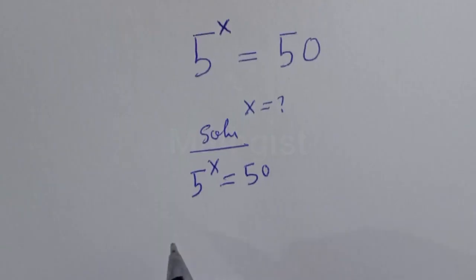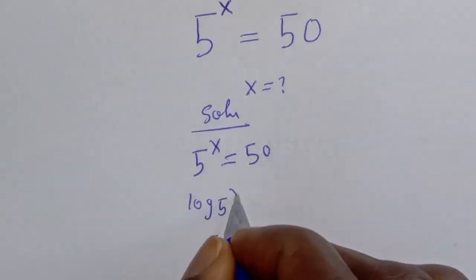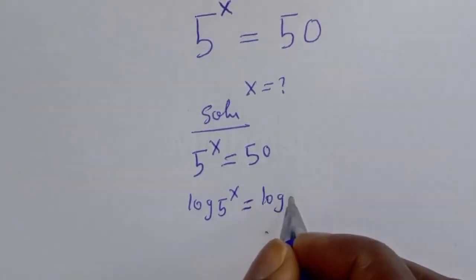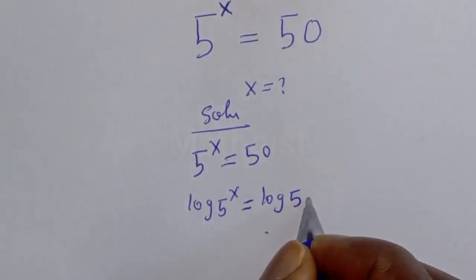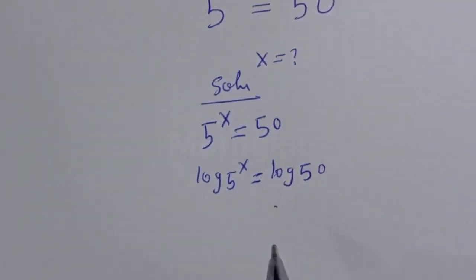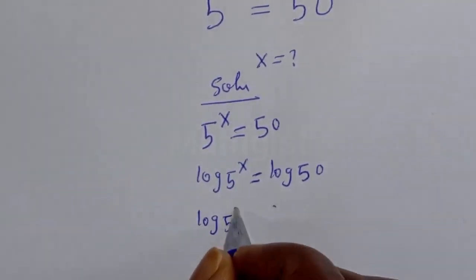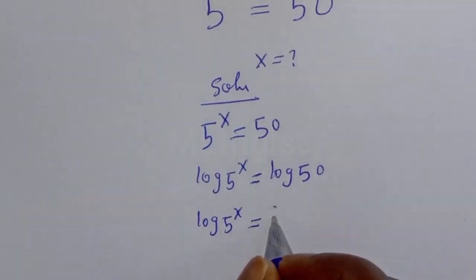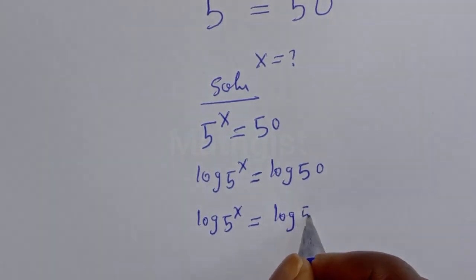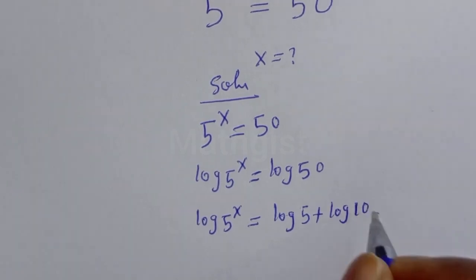Let's take the log of both sides. We have log 5 raised to power s is equal to log 50. Then this is log 5 raised to power s is equal to log 50, which can be written as log 5 plus log 10.